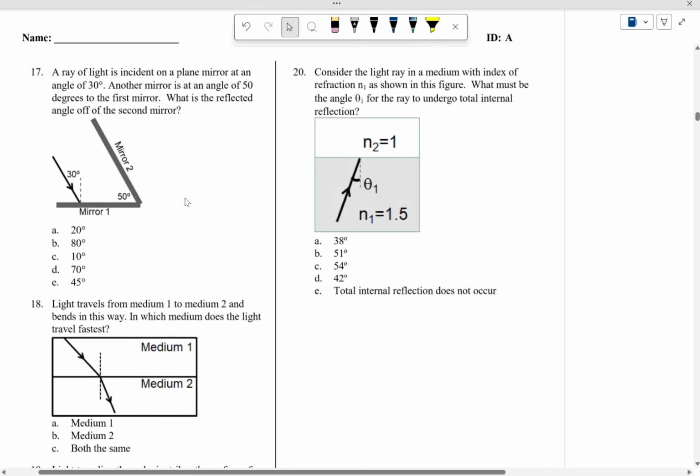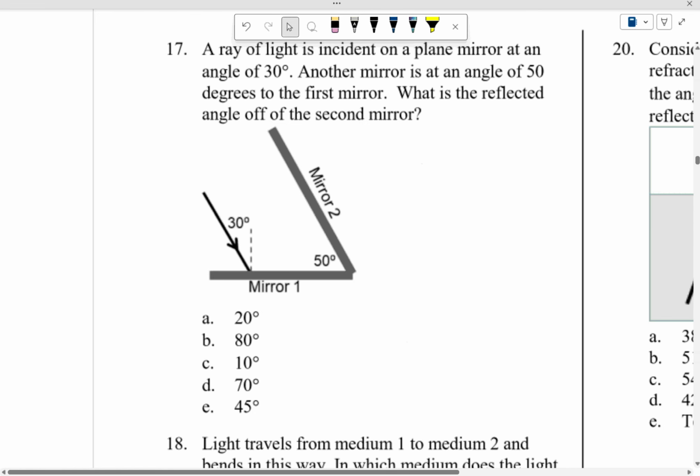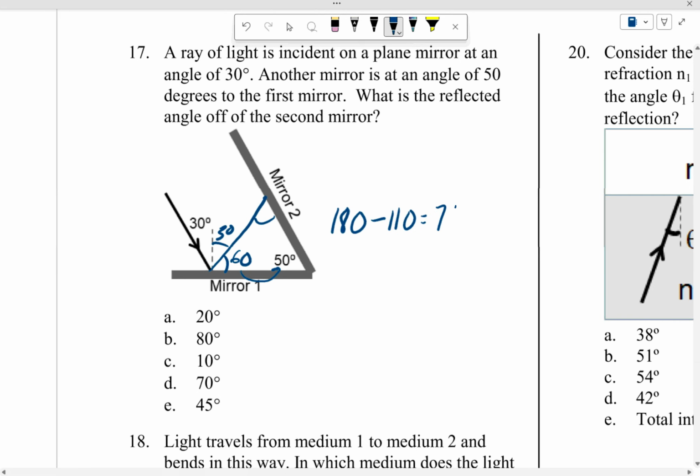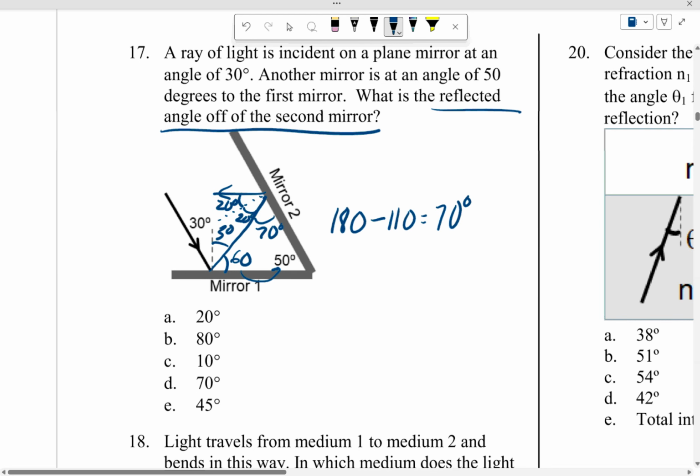This one? Okay, so this is like the other one that we did. Let's see. So I have 30 degrees right here. So what must that angle be? That would be 60. Yeah, 90 minus 30 is 60. And then 60 plus 50 is 110. That means that 180 minus 110, that's 70 degrees. So this angle is 70 degrees, which means that this angle is 20 degrees, which means that this angle is also 20. That is the reflected angle off of the second mirror.